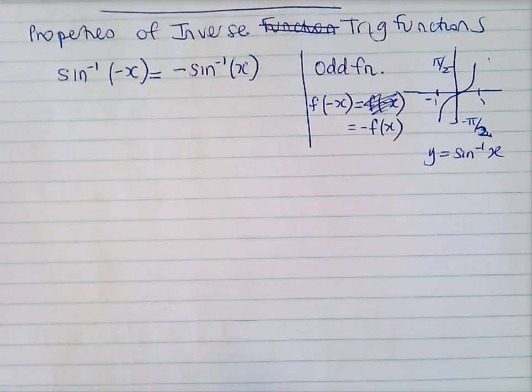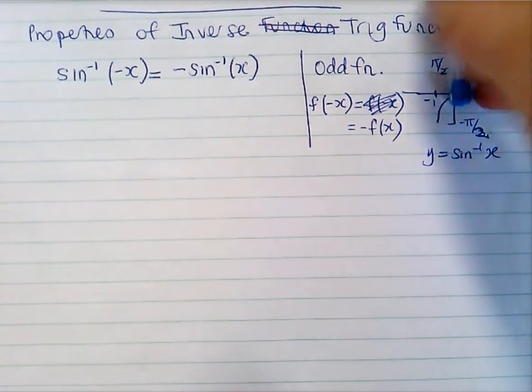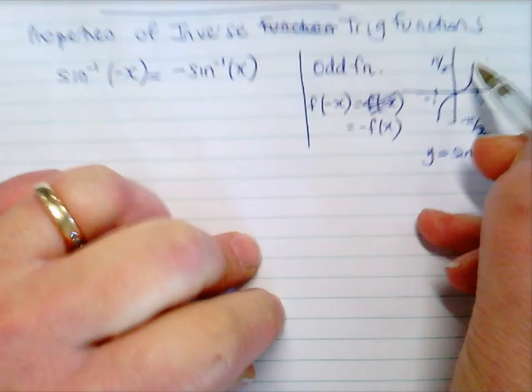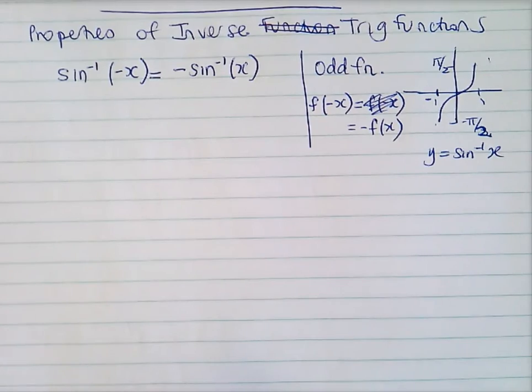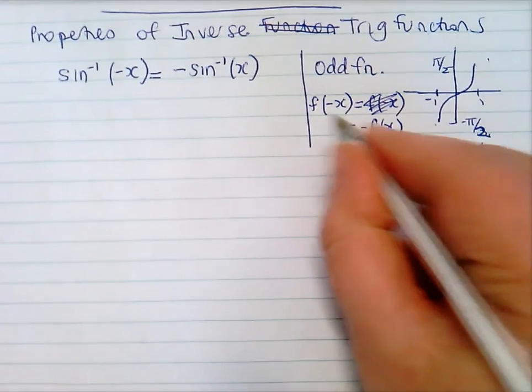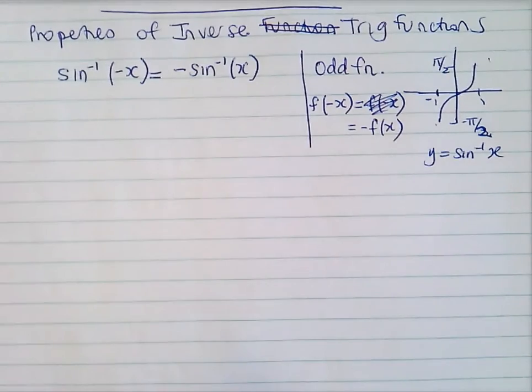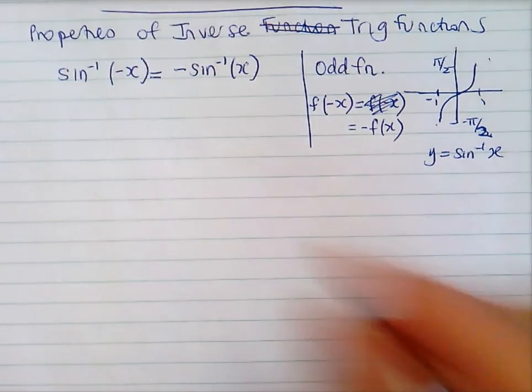It is not reflected in the line y equals x, that's the inverse function. Odd function means if you rotate it around the origin 180 degrees, the graph sits back on top of itself. It's got point symmetry. If I rotate that 180, this point ends up down here. That's an odd function, and the function of negative x equals negative function of x. Now, we're going to prove this.